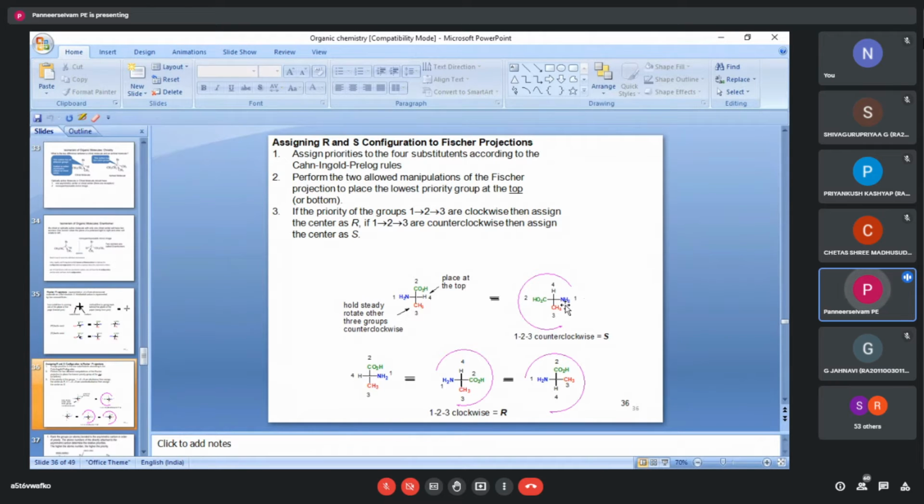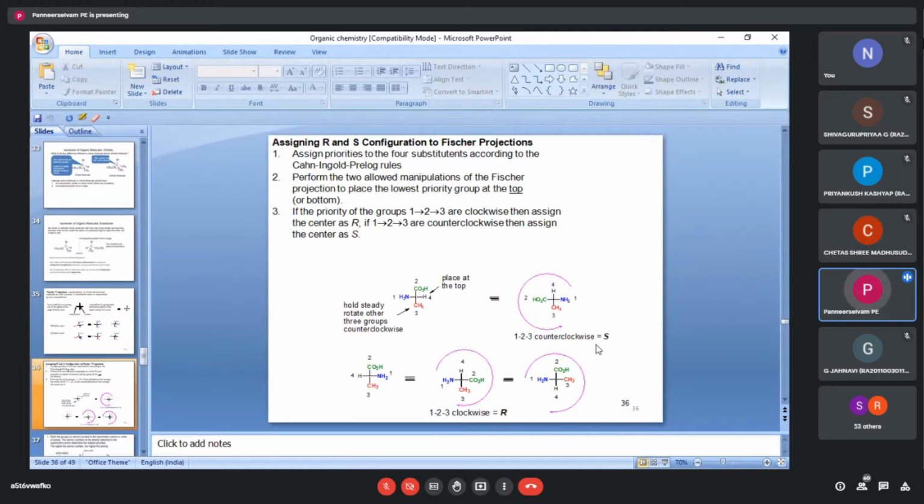See the first atoms: nitrogen, carbon, hydrogen. Nitrogen is the higher priority, number 1. Then come back to 2, and this is methyl and acid. Here the carbon is the same, but the second atom is oxygen, so oxygen has higher priority than hydrogen. So we should mention number 2 and 3. This rotation is counterclockwise, and that is for the S configuration.